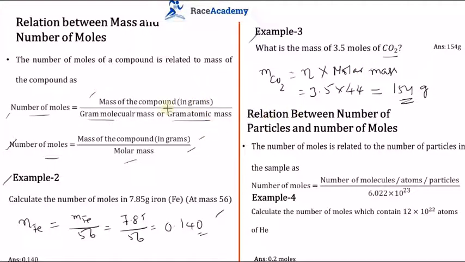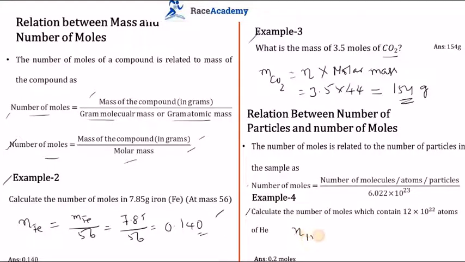Let us see the next one, relation between number of particles and number of moles. Suppose they give the number of molecules or atoms, we have to divide the given number of atoms by the Avogadro number to get the number of moles. See a problem here. Calculate the number of moles which contains 12 into 10 to the power of 22 atoms of helium.